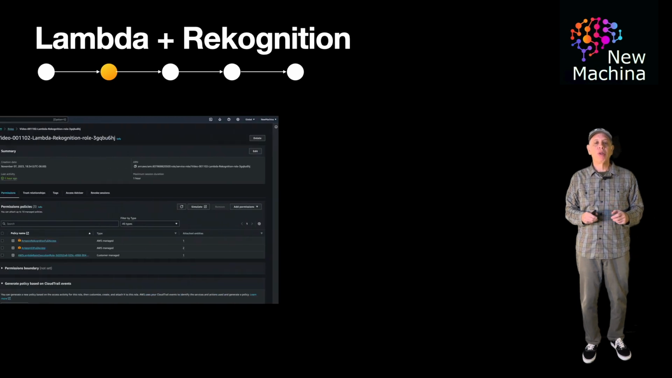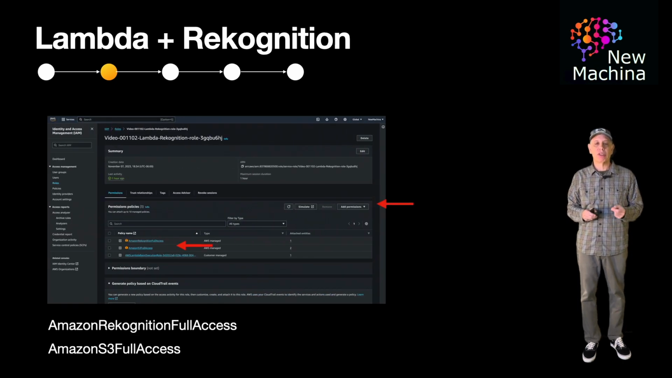I'm going to add 2 additional AWS managed policies to this role. The first is Amazon Rekognition full access, and the second is Amazon S3 full access. Now, in a production environment, you'd want to add custom policies with finer granularity to give the Lambda function just what it needs to execute. But for this example, I'm going with this broader set of permissions.